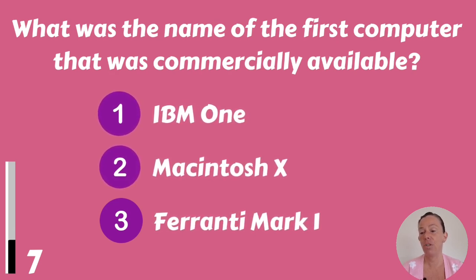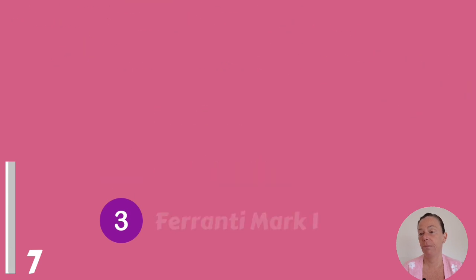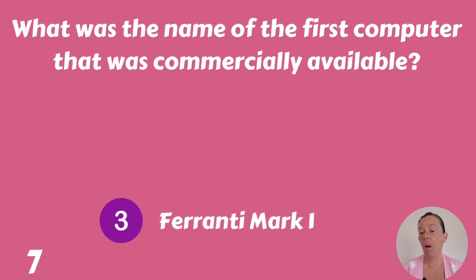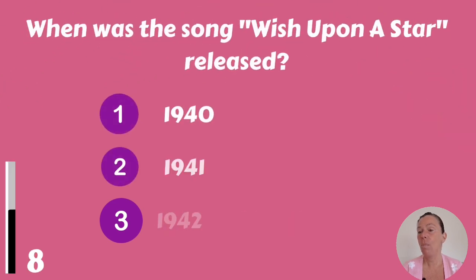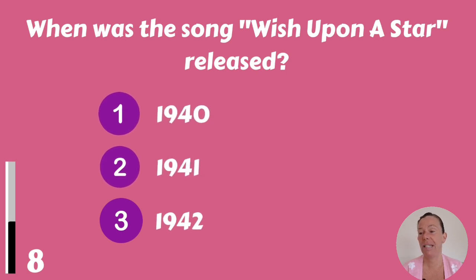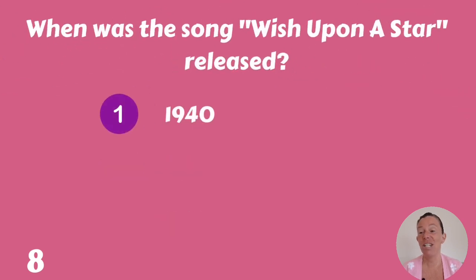What was the name of the first computer that was commercially available? IBM 1, Macintosh X, or Ferranti Mark I? It was the Ferranti Mark I. When was the song Wish Upon a Star released? 1940, 1941, or 1942? 1940.